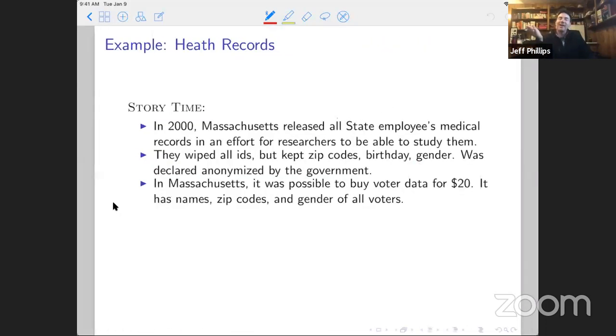But it turned out at the same time, and some version of this is true in most states, that you can buy data about who voted in the state for some nominal fee, like $20 apparently at the time. And this includes things like zip codes, gender, or maybe the age of the voters, and also their names, right? So it had the names of the people as well. But it didn't say how these people voted, so that was okay. It just said who voted, right? This is still typically available in most states for some nominal fee.